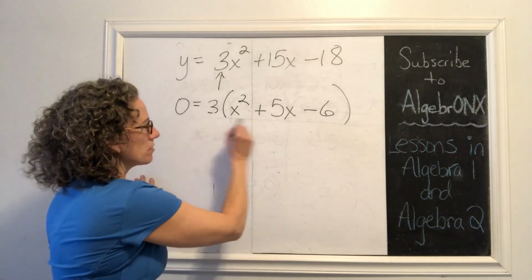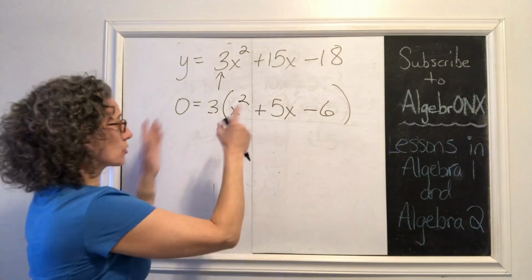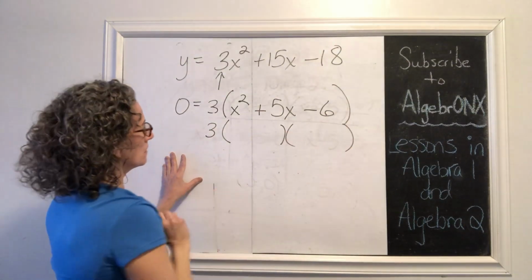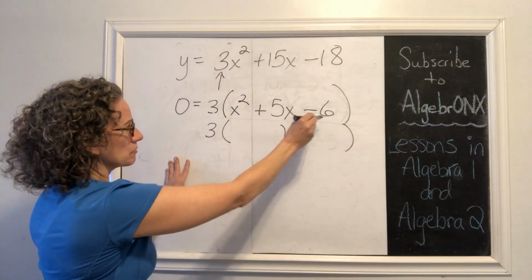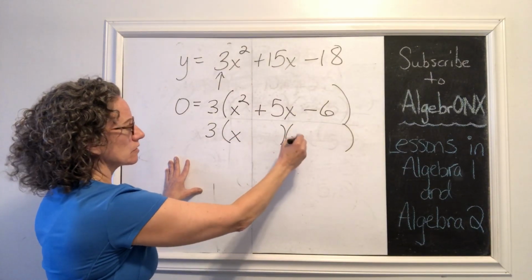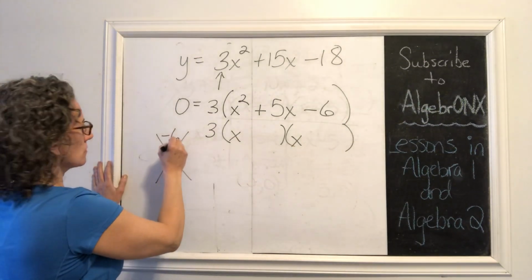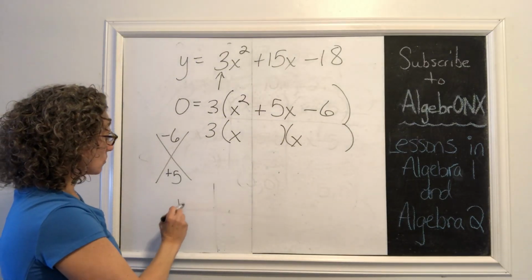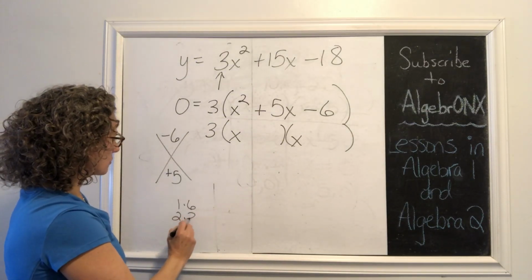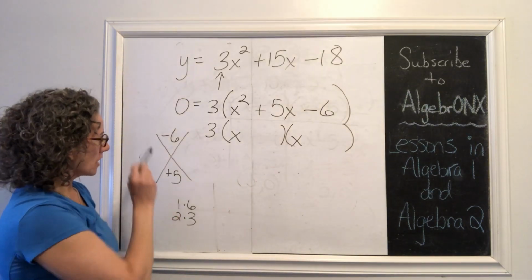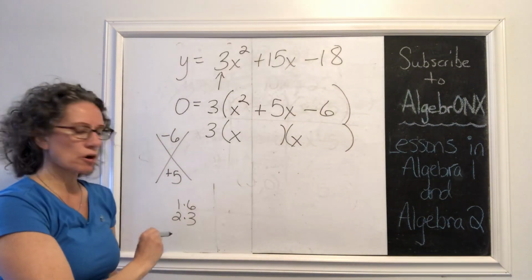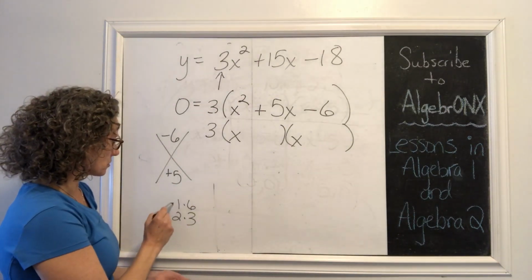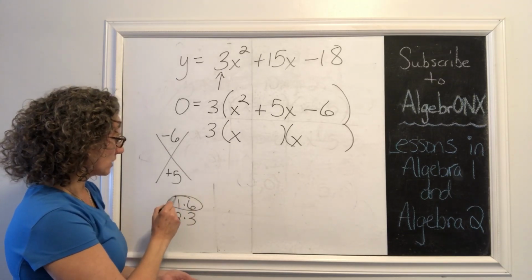Okay, now this, in fact, can be broken into 2 sets of parentheses. The 3 stays on the outside, and we factor this trinomial, x and x. I need factors of negative 6 that when added together give me positive 5. So my numbers are 1 times 6, 2 times 3, and that's all I got for 6. I need different signs because I need to make a negative product, and so it's going to mean I'm going to be subtracting to get 5. And the only way you could subtract to get 5 is with these two, 1 and 6.